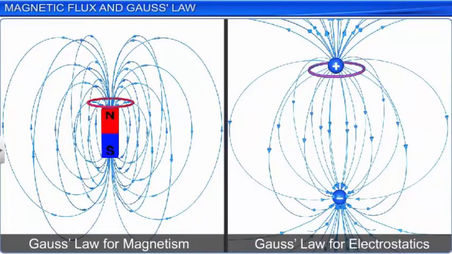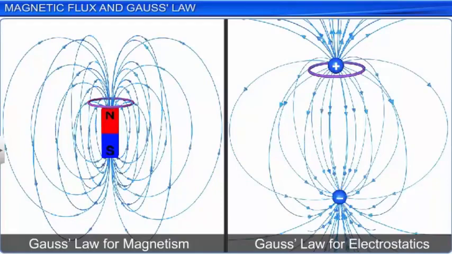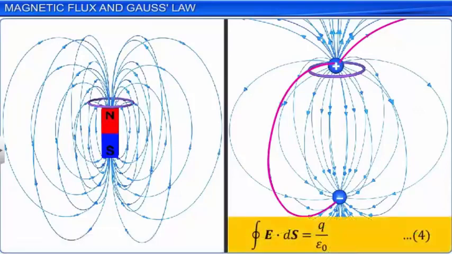In case of an electric dipole, the electric field lines begin on the positive charge and end on the negative charge. That is, the electric field lines are not closed loops. They are open curves. Here, the electric field lines go beyond the closed surface. Thus, a non-zero electric flux exists in a closed surface. The electric flux is equal to 1 by epsilon naught times the charge enclosed by the closed surface.